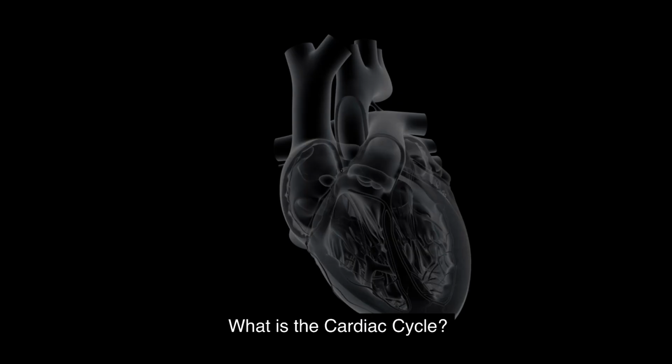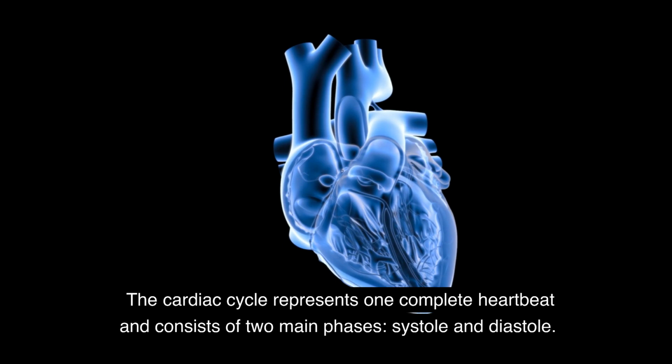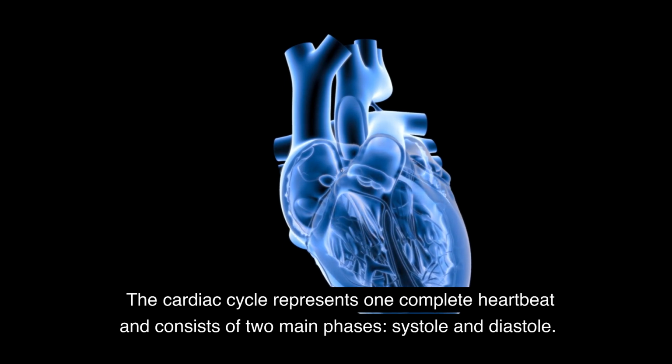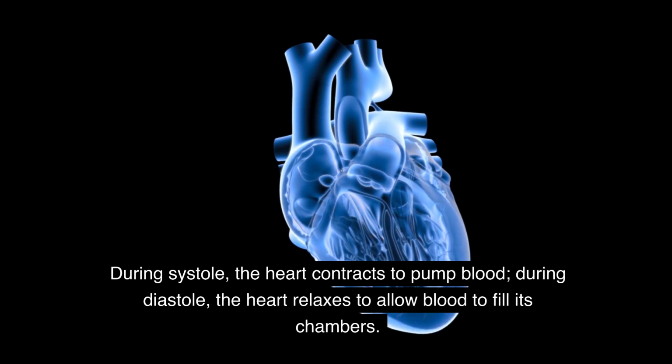1. What is the cardiac cycle? The cardiac cycle represents one complete heartbeat and consists of two main phases, systole and diastole. During systole, the heart contracts to pump blood. During diastole, the heart relaxes to allow blood to fill its chambers.